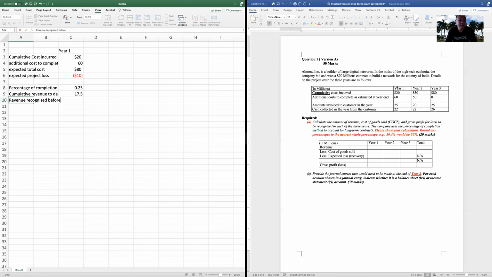The revenue recognized previously, or before: this is the first year, so no revenue has been recognized. That's 0. So the revenue for the current year is C9 minus C10, which is 17.5.